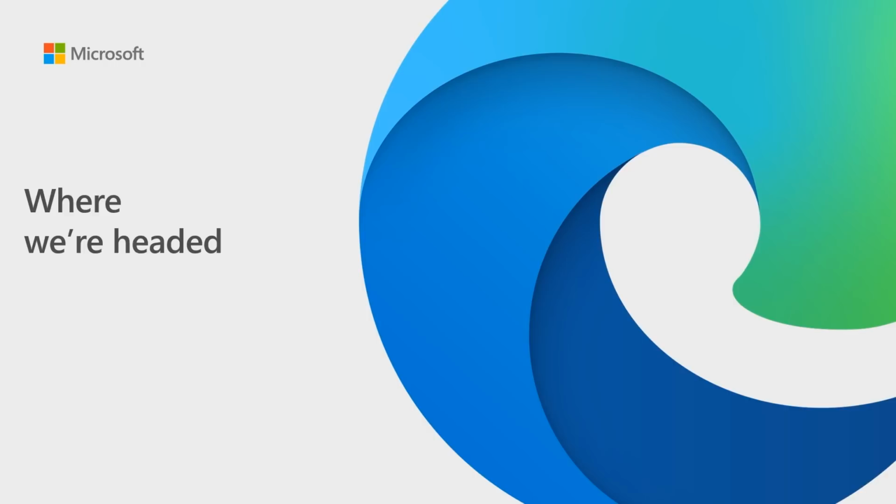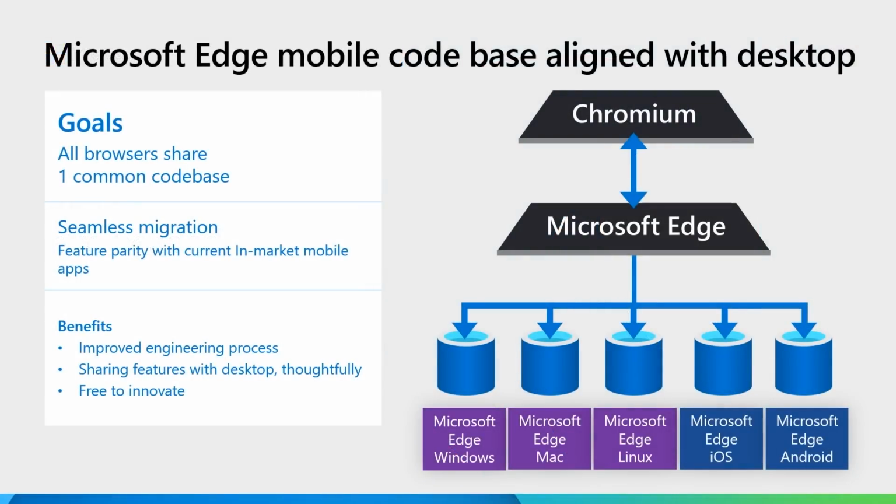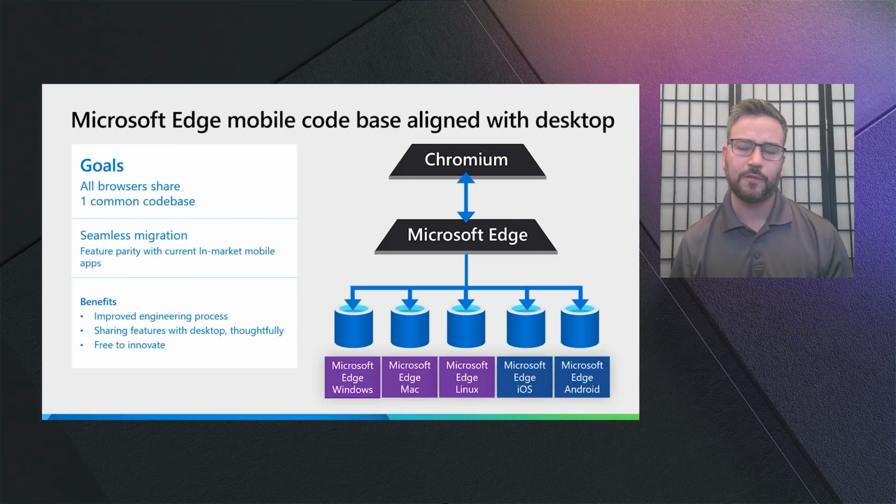When we get there later this year, we're going to have codebase alignment across our desktop and mobile apps. And we're really excited about this. We've got a set of goals that we're leaning on to help get us there. The first, I said it already, but it's important. All of our browsers are going to share one common codebase. Secondly, we're committed to making this easy for enterprise. Existing features, existing policies, these will be migrated. We're hoping that this is a seamless experience for most of our customers.